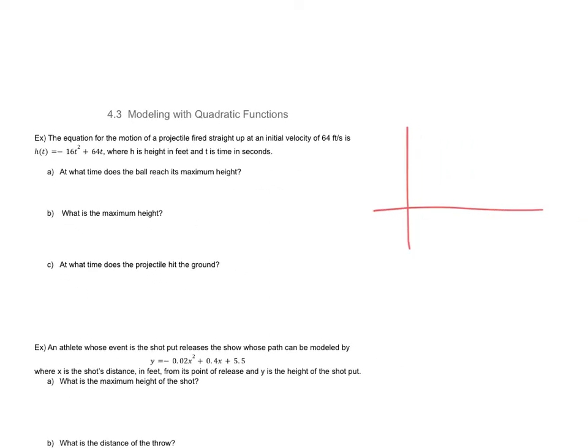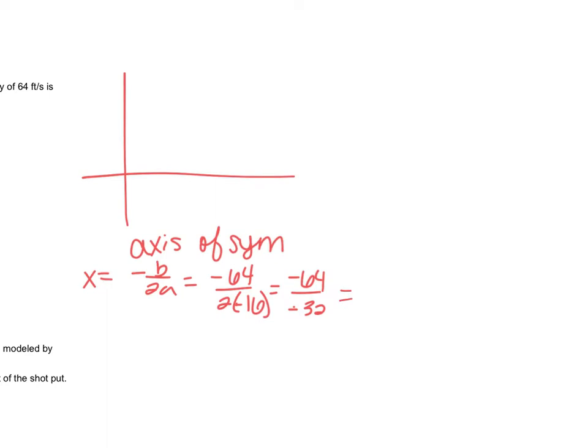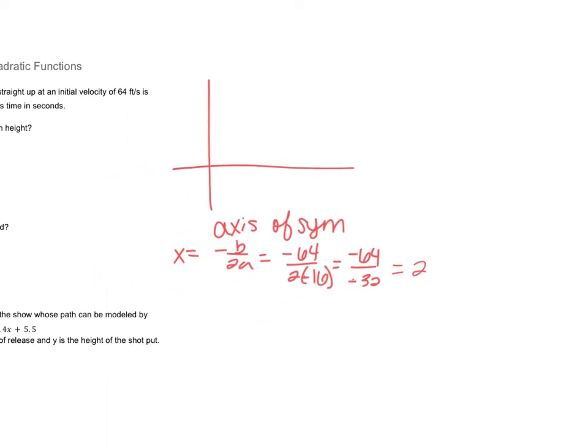So first, let's find the axis of symmetry. Just like we've been doing before, this is in standard form, so this is how we have to do it: x is negative b over 2a. So that would be negative 64 over 2 times negative 16, which would be negative 64 over negative 32, which equals, negative divided by negative is positive, positive 2. Okay, so that's our axis of symmetry.